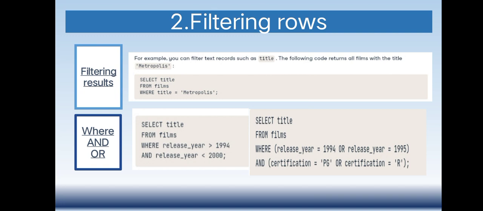Second, we will learn how to use where and or in a SQL query. During filtering results, we will often use where and clauses. Often you will want to select data based on multiple conditions. We will build up our where query by combining multiple conditions with the and keyword. For example, we will select title from the films where the release year of the film is 1994 or greater than 1994, and the release year is less than 2000.